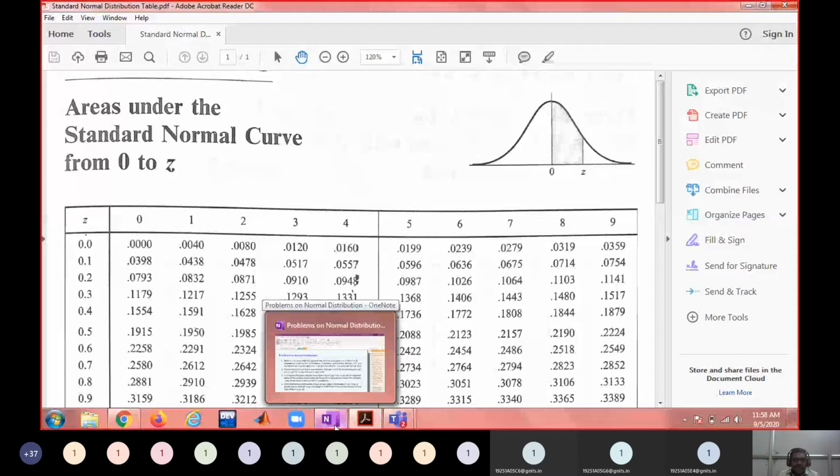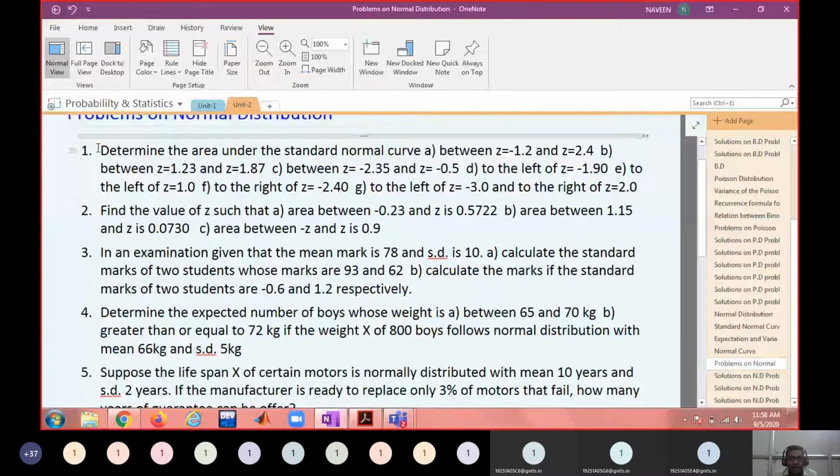I'll have you note down the first problem. I'll copy this in the solutions place.